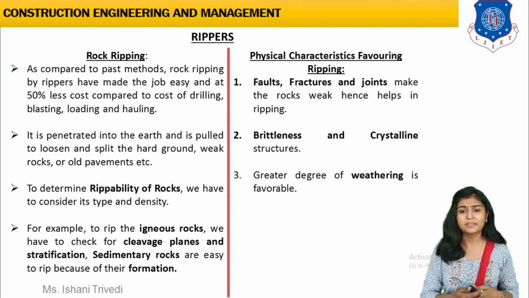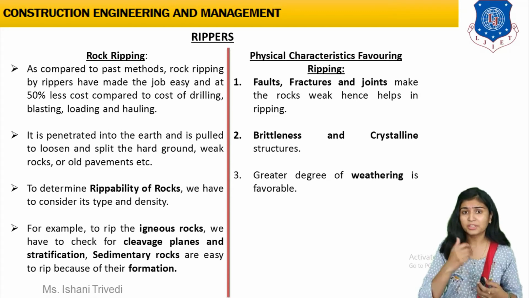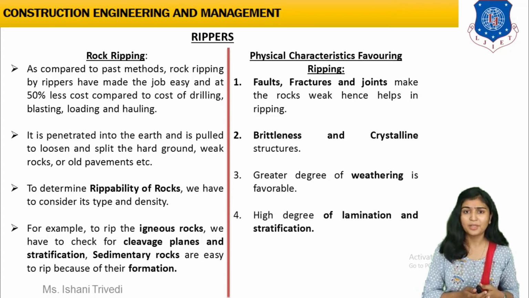Next we have a greater degree of weathering. What is weathering? There are two types of weathering, physical and chemical weathering of the rocks, which cause the decomposition and deposition of the soil and particles. If the particular soil or rocks have undergone a huge degree of weathering, then it is going to prove to be a weaker form, and hence it becomes favorable for us.